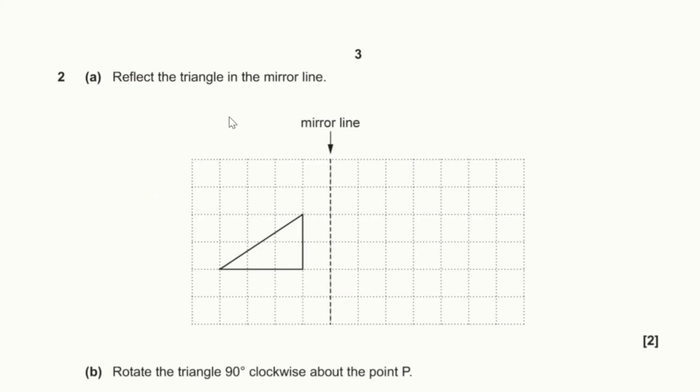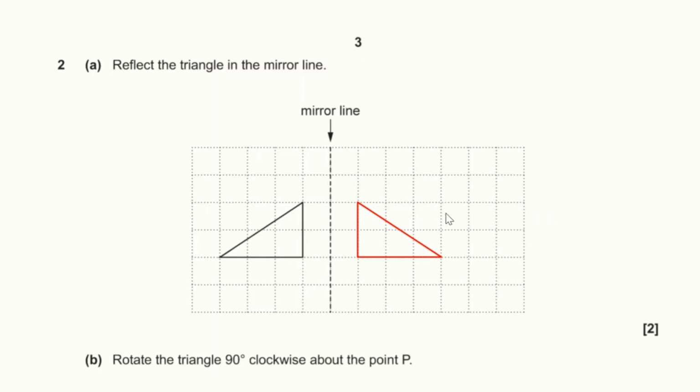Question number 2. For part A, we have to reflect the triangle in the mirror line. Here is the mirror line. If we were to reflect this shape in the mirror line, we end up with this shape here.